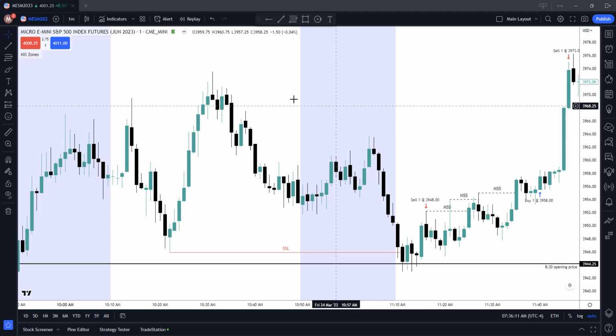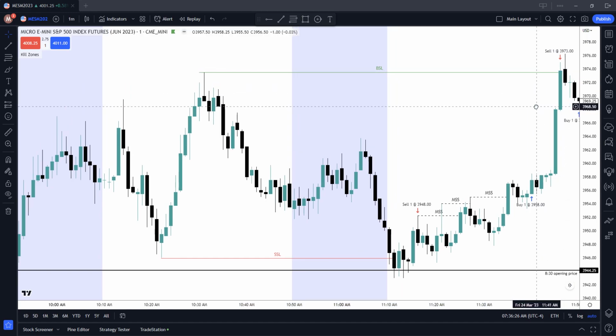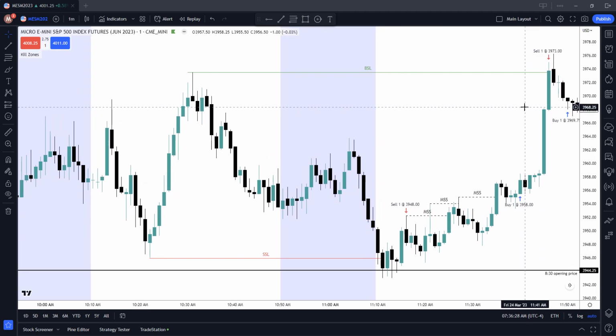So I got in thinking that they're going to sweep this and they're going to at least retrace it down into these fair value gaps. And they didn't need to do that. That didn't need to happen. I got really lucky and I was able to take 3 handles off of it. And I got back a third or so of what this loss was.